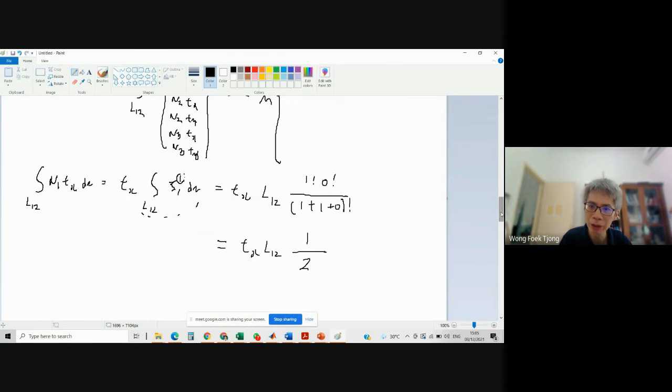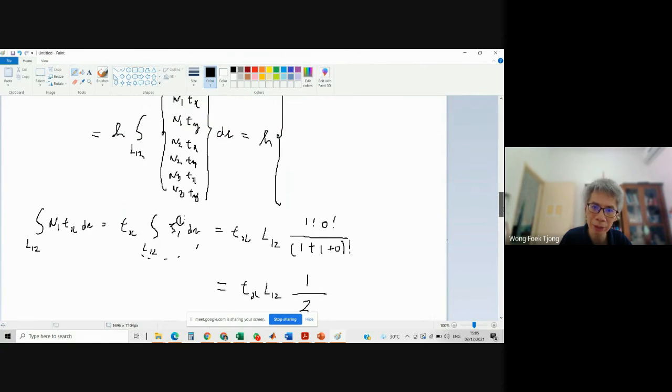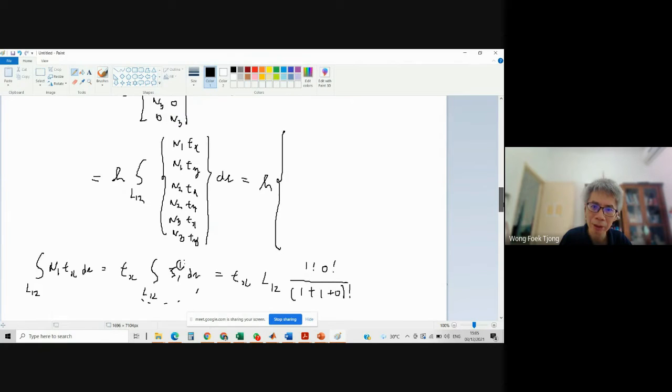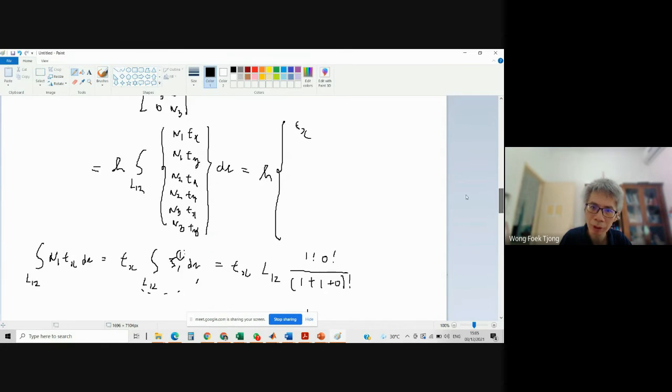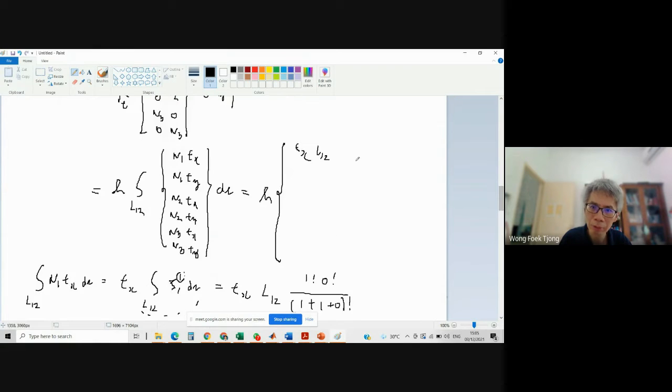You can do the same for the others. I think the result will be the same, and this is just dx L12 and then 1/2, right? 1/2. Similarly for the others.